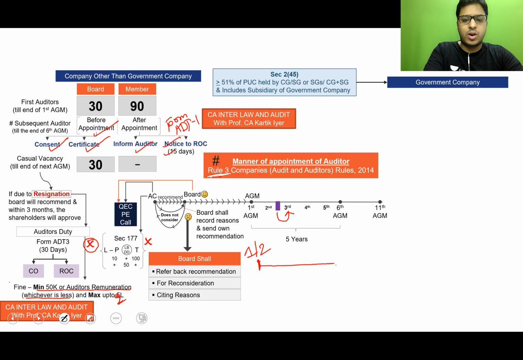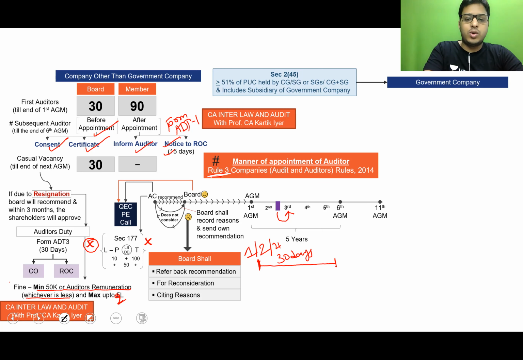So 30 days have to be calculated. Now how do you calculate 30 days? Very simple. You have to see which month we are in. February, correct? Now let's say the year is 2021, because then it will not be a leap year.